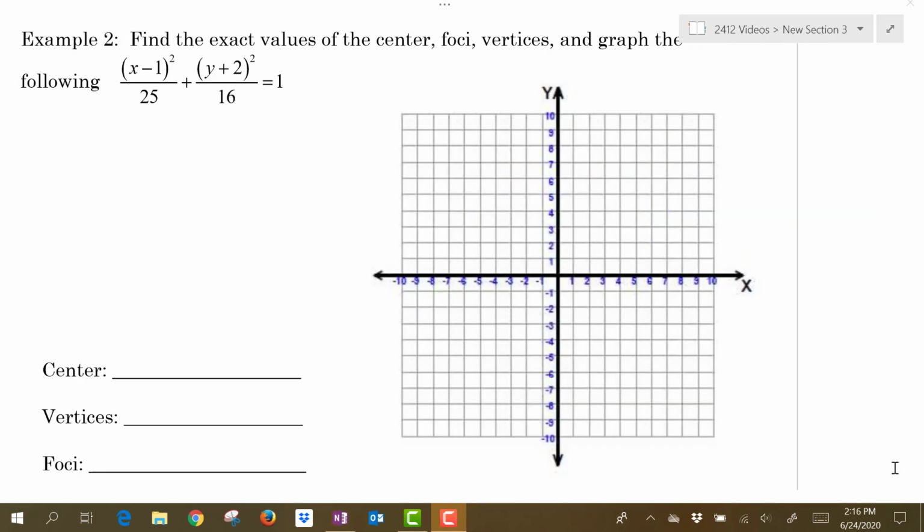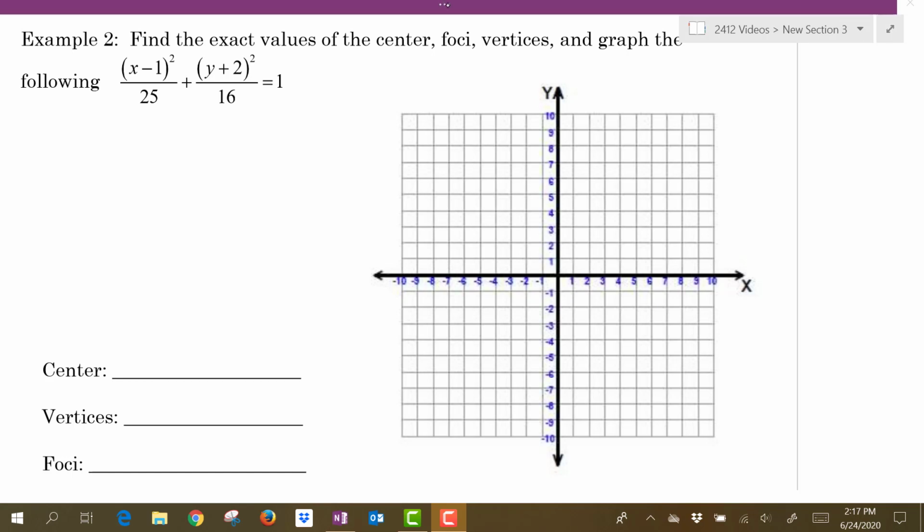Alright, for this problem we are asked to look at the equation of the ellipse and find the exact values of the center, the foci, the vertices, and graph the ellipse.